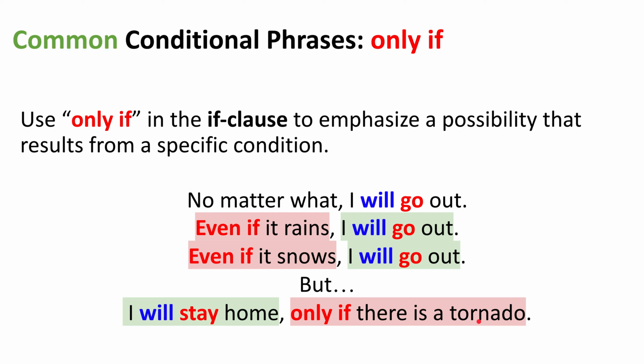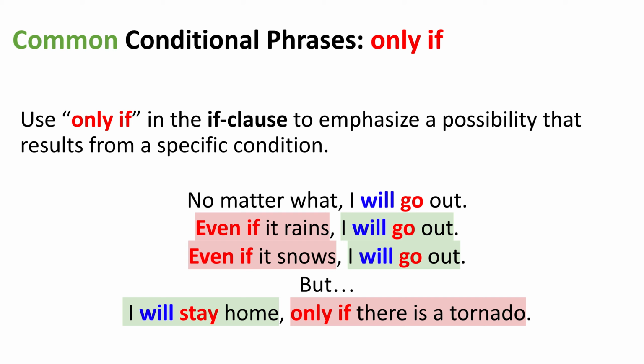Moving forward now, only if. We use only if in the if clause to emphasize a possibility that results from a specific condition. For example, no matter what, I will go out. Even if it rains, I will go out. Even if it snows, I will go out. But I will stay home only if there is a tornado. It may rain, I will still go out.